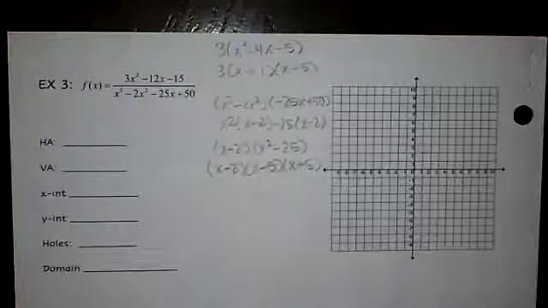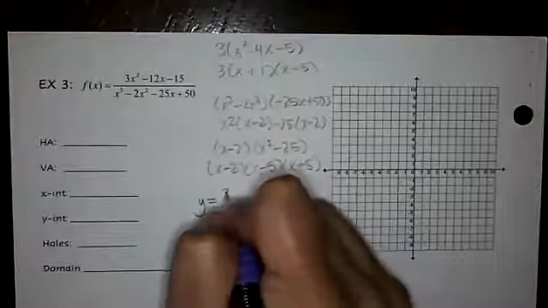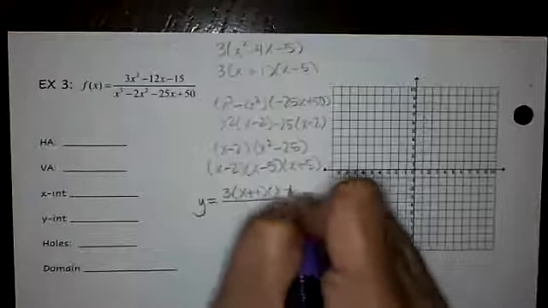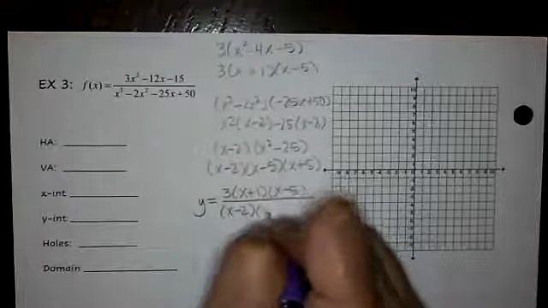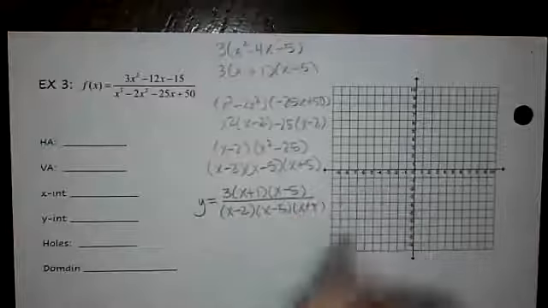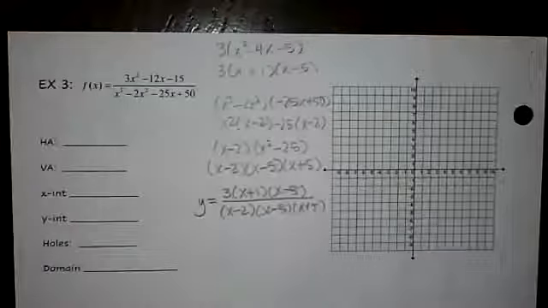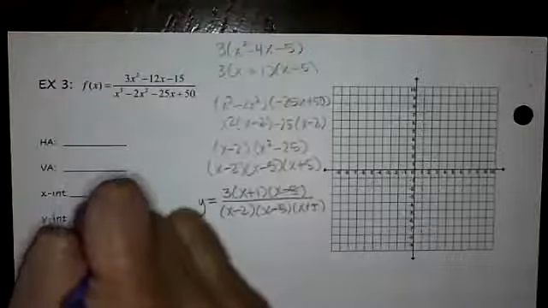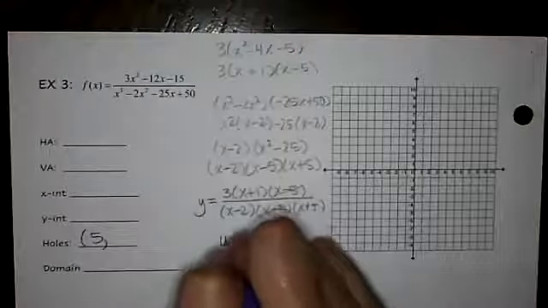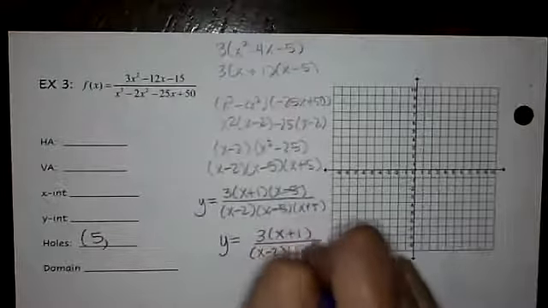Now that we have all that factoring done, we can set up our equation down here. So in my numerator, I'm going to have a 3 times x plus 1 times x minus 5, because that's what it factored to be. In my denominator, I'm going to have an x minus 2, x minus 5, and x plus 5. The x minus 5 and the x minus 5 cancel here. That's where the hole is created. So our x value of the hole is 5. And then we are left with 3 times x plus 1 over x minus 2, x plus 5.